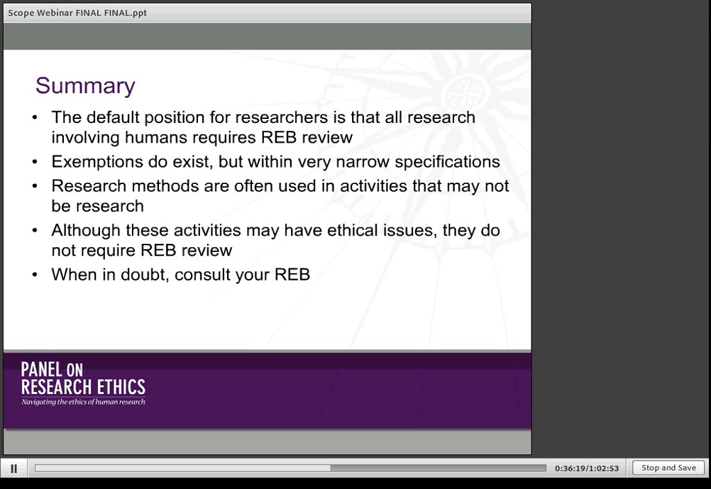Next slide, summary. So this brings me to the close of my presentation. The default position is, of course, that all research involving humans requires REB review. Exemptions do exist in the areas of research involving public information, observation, or secondary use of anonymous information, but only within very narrow specifications. And then finally, just because something might look like research does not mean that it is research. Now, when in doubt on any of these issues, please consult your REB. They're the ultimate authority.